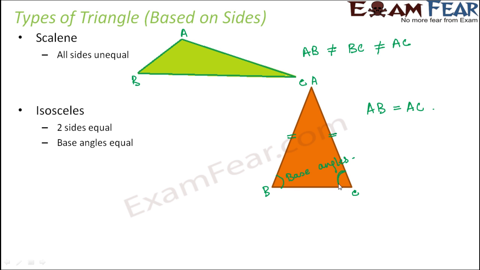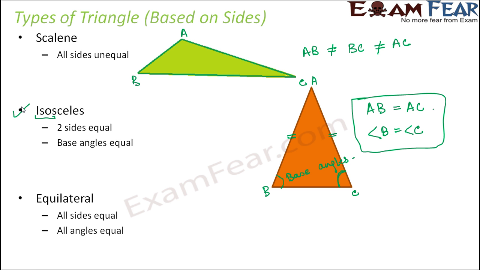Base means bottom. So we say that in this case, angle B is equal to angle C. So this is an isosceles triangle. Iso word is used for similar. So in this type of triangle, there is some sort of similarity because two sides are equal.